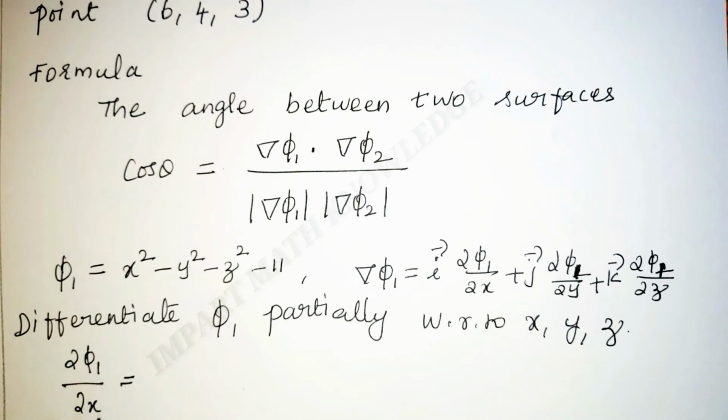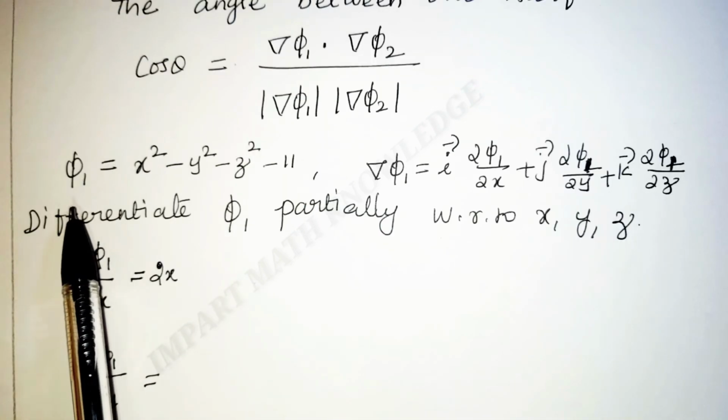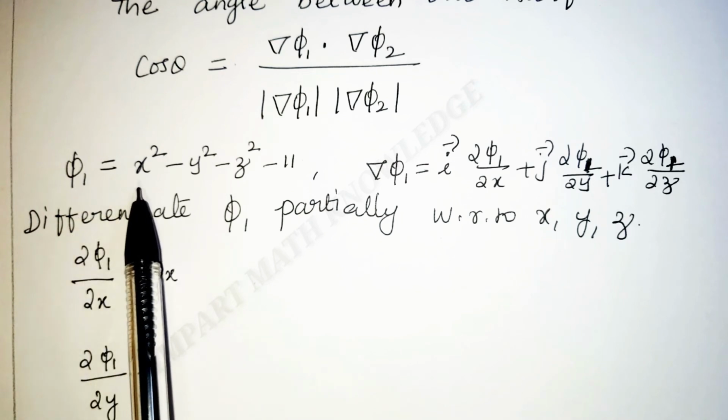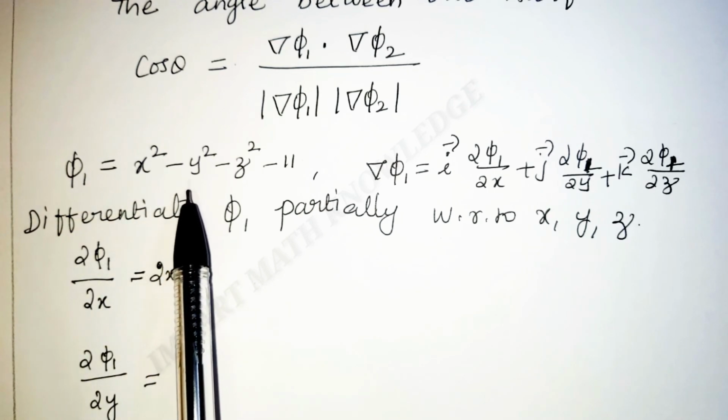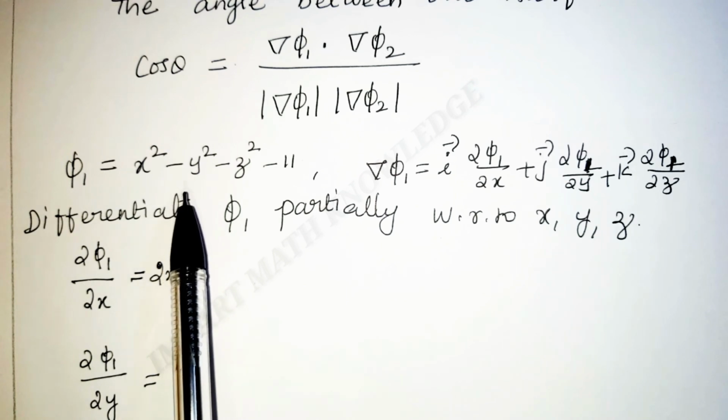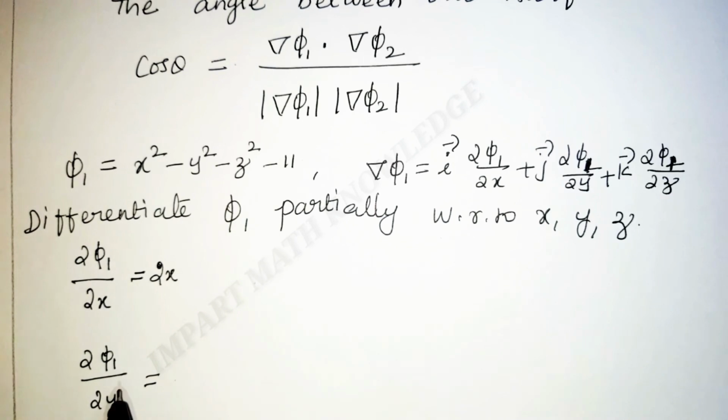Dou pi 1 by dou x. Here the first term is x squared, so the differentiation of x squared is 2x. There is no x in the other terms, so 0. We differentiate pi 1 partially with respect to y. The first term x squared gives 0. The second term is y squared, and the differentiation of y squared is 2y, so minus 2y. Other terms are 0. So dou pi 1 by dou y is minus 2y.